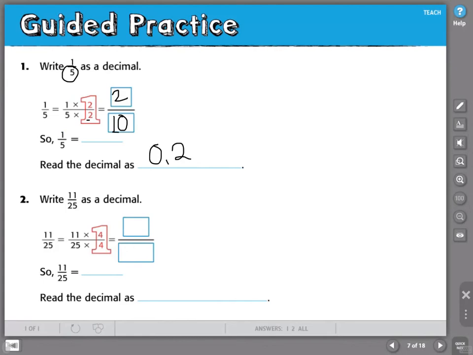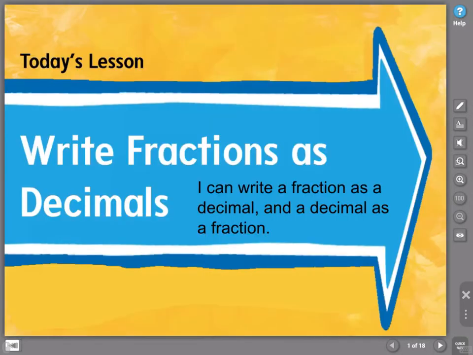Let's try 11/25. We write that as a decimal. I can't turn 25ths into tenths, so I'll look for a fraction with a denominator of 100. What do I need to do to turn my 25 into 100? Well, I multiply it by 4. So inside my big one, I've got 4 over 4. 25 times 4 is 100. 11 times 4 is 44. So 11/25 is 44 hundredths.